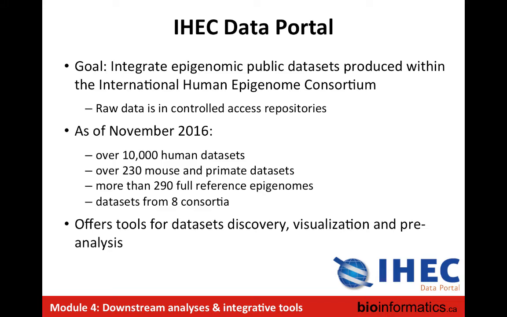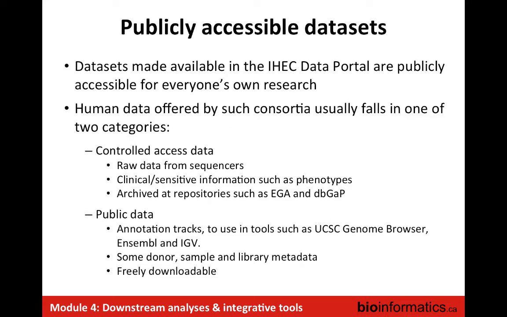As of November 2016, we currently have about 10,000 human data sets, about 230 in mouse and primates, and about 290 full reference epigenomes. That's with all of the assays that I talked about earlier. And there are currently 8 consortia which have data sets available on that site so far. The portal offers tools for discovery, visualization, and pre-analysis. We'll come back to that.